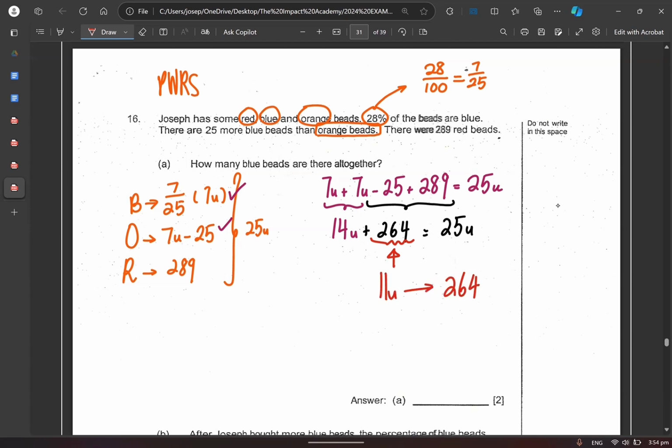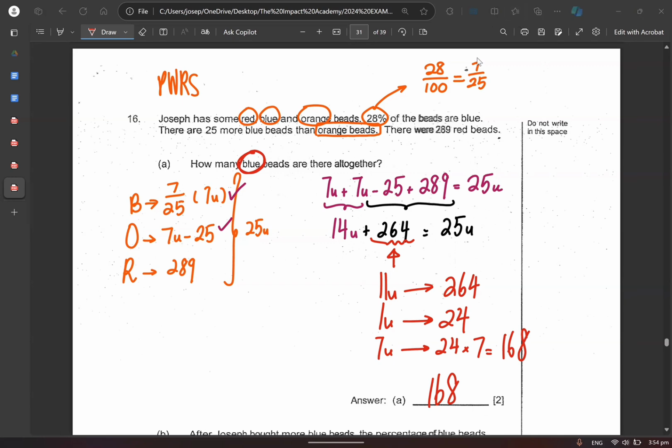What I want to do next is I just simply want to find my 1 unit. So 264 divided by 11, I'll get to 24. Am I making sense? Now the question says, how many blue beads are there altogether? So we are going to find 7 units. So we're just going to do 24 times 7. And that is the reason why your answer has to be 168 blue beads altogether.